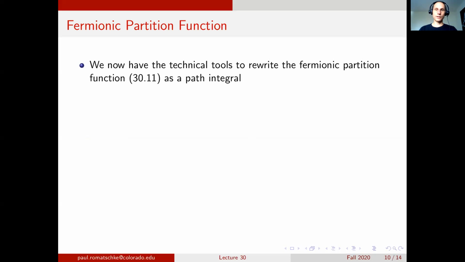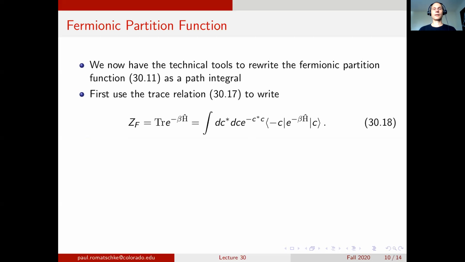So with these definitions, we now have all the technical tools available to rewrite the fermionic partition function as a path integral. We first use this trace relation that I had on the previous slide to write the trace of the exponent of minus beta h hat, the Hamiltonian, which is a bosonic operator, in terms of an integral over the Grassmann variables C star and C, weighted by this exponential.